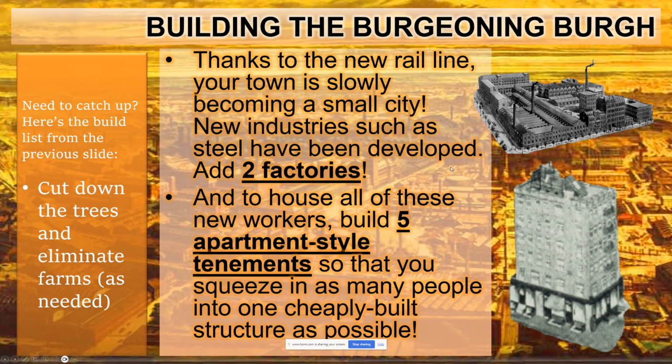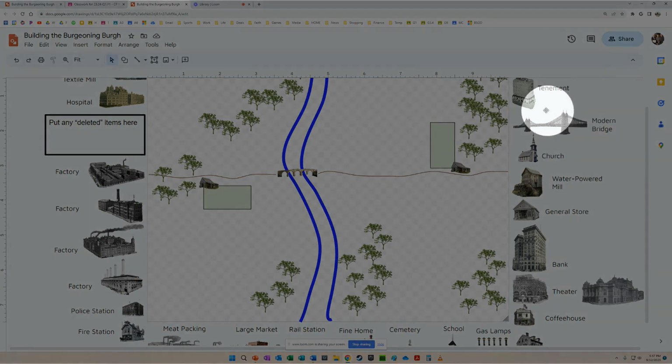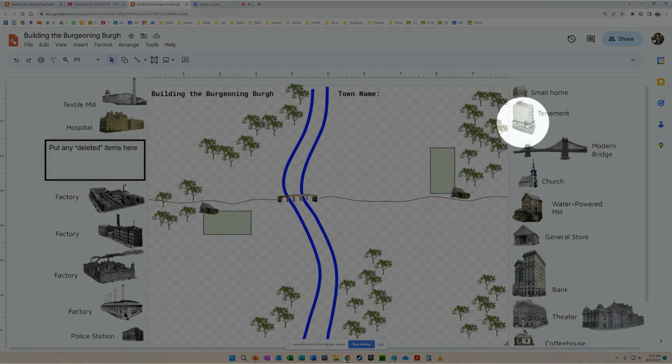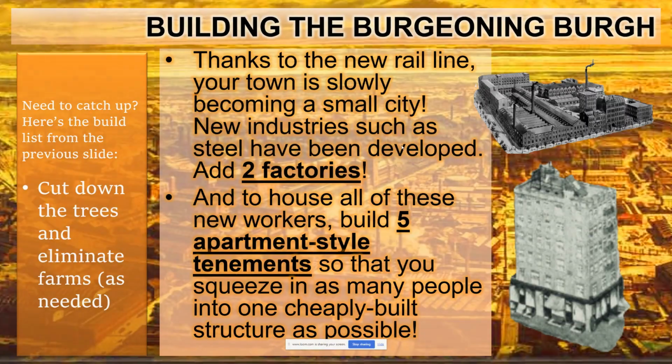And not only that, alongside these factories, there are more and more new workers. So what you need to do is build 5 apartment-style buildings, what we call tenement buildings. Tenement buildings are buildings that are designed to squeeze in as many people as possible into one cheaply built structure. In this case, the 5 tenement buildings are right here on the top right-hand side under the small home. So go and click and drag 5 of these into your growing city here.